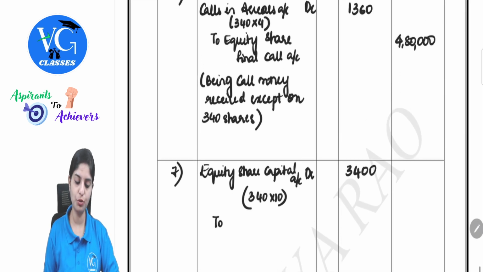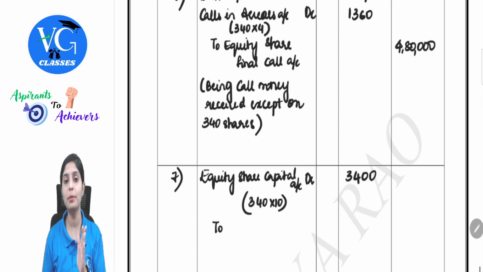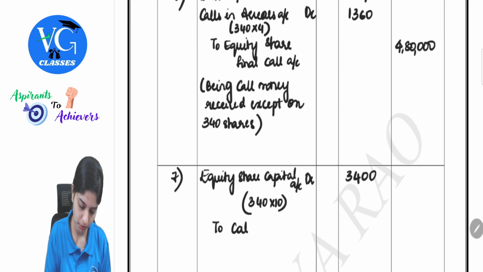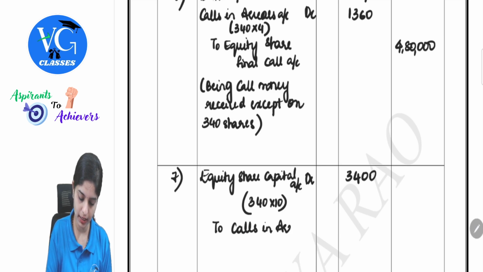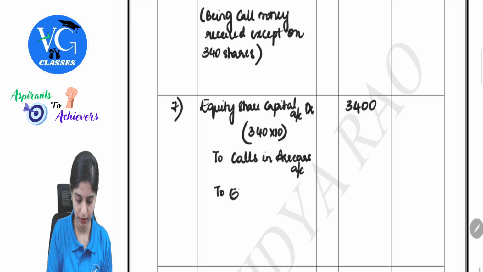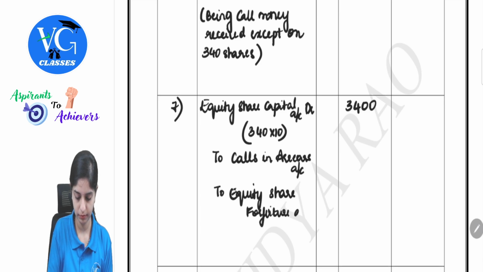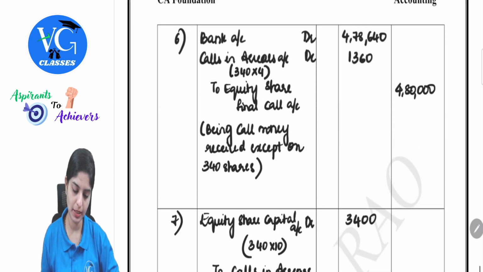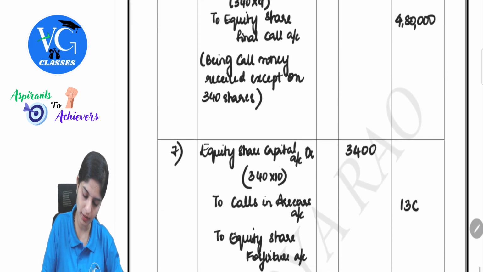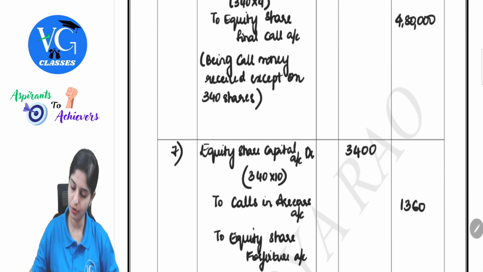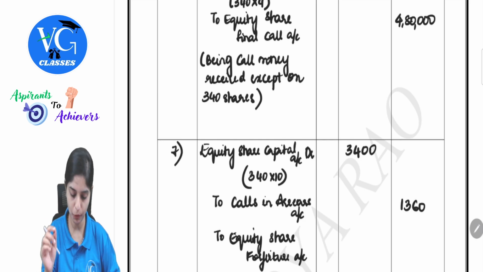With respect to the premium part, that had happened on allotment. So premium amount is already received. So no impact will be given for premium. Calls in arrears account. Equity share forfeiture account. So how much was debited for calls in arrears? 1,360. So 3,400 minus 1,360 is 2,040.